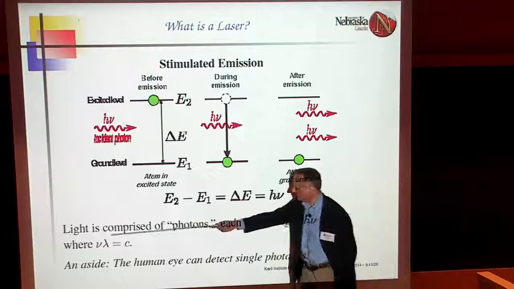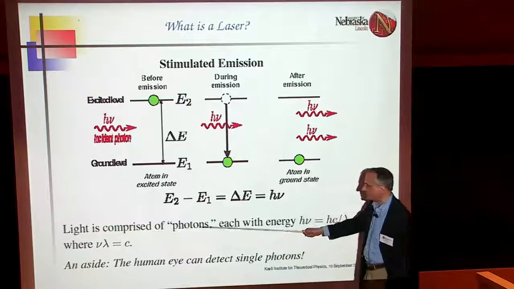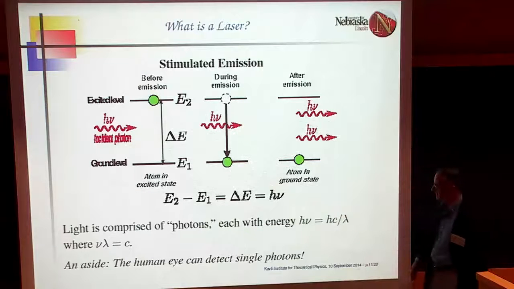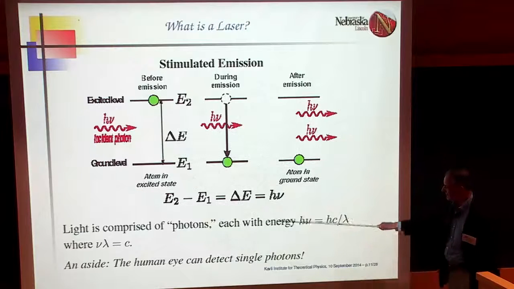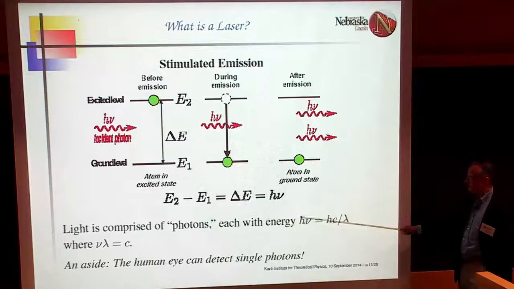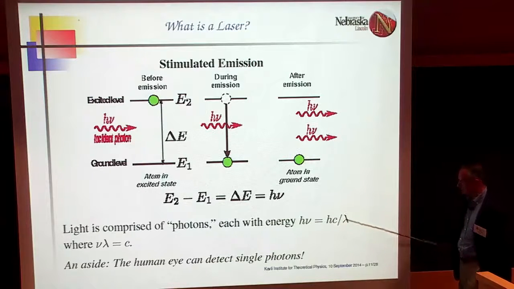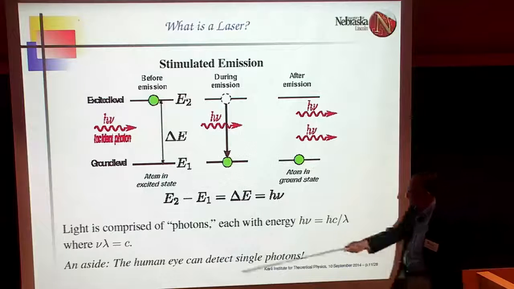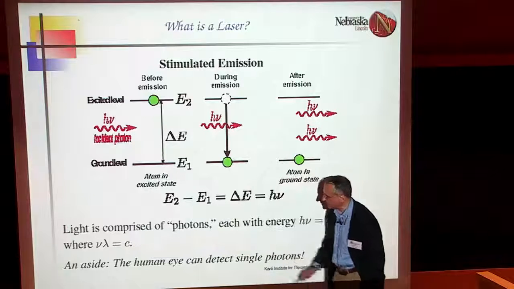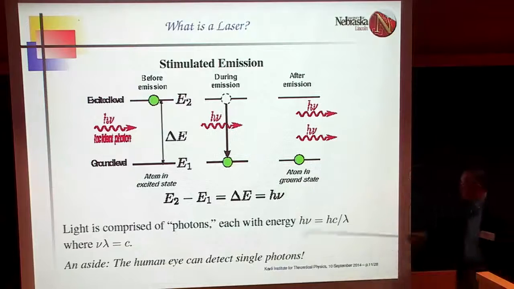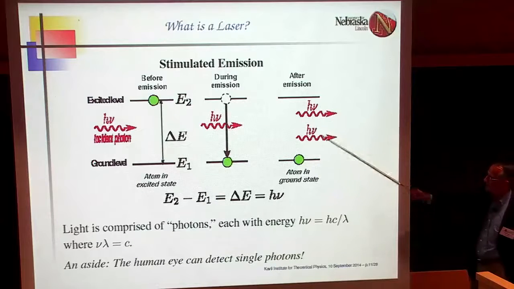This light is composed of photons, these particles of light. They have energies, Planck's constant times their frequency, which is related to their wavelength in this way, and the frequency times the wavelength is the speed of light. Why don't we see photons?